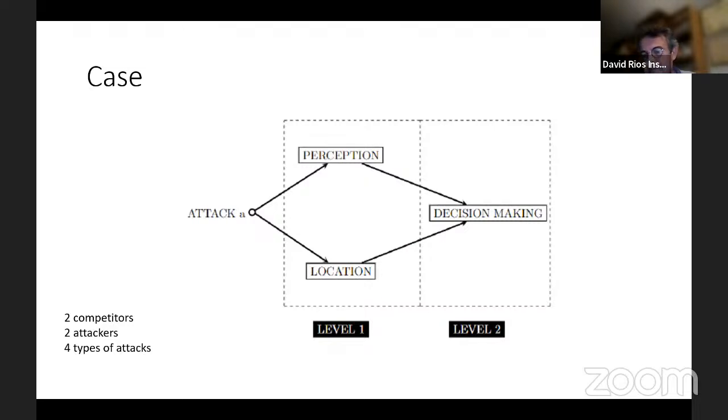And then, to give a flavor of the kind of practical advice that we can provide, I'm going back to this example, which is a simplified version of an autonomous vehicle architecture with a perception system, a localization system, and a decision-making system. There could be various types of attacks. In the example we consider, there are two competitors. I'm the owner of an autonomous vehicle taxi company. There are two possible attackers, and there are four types of attacks.